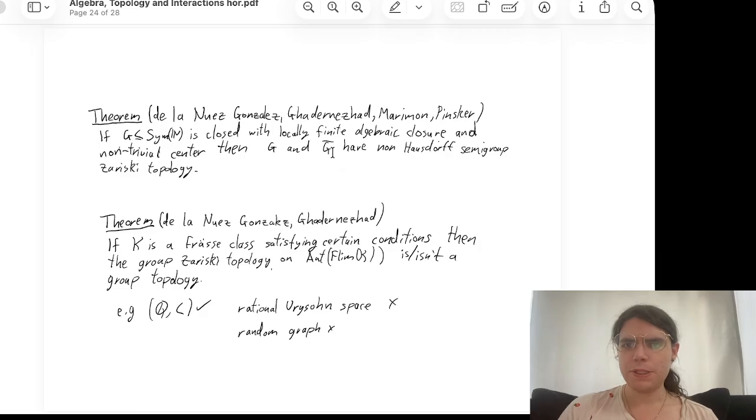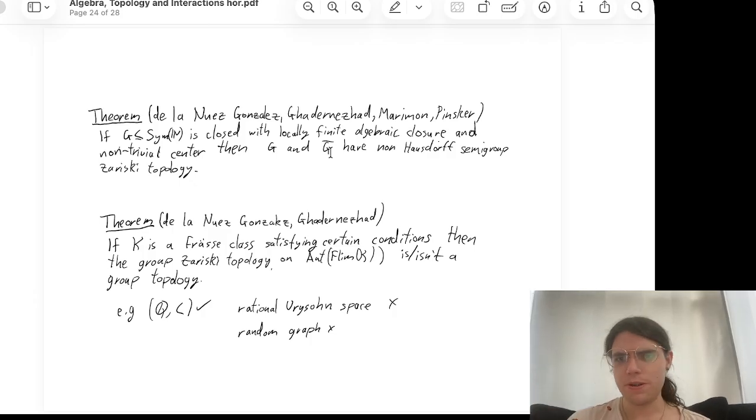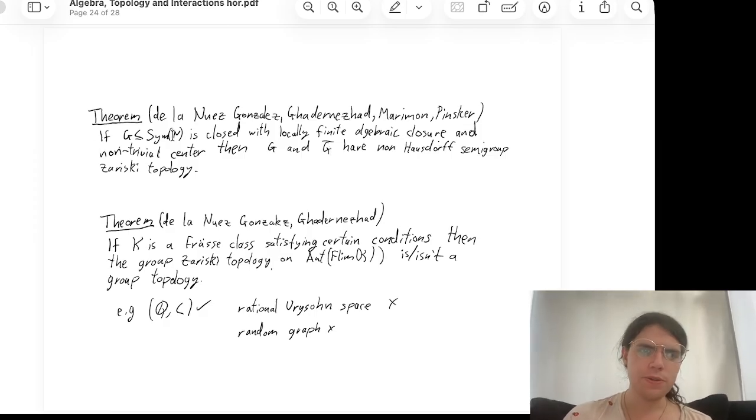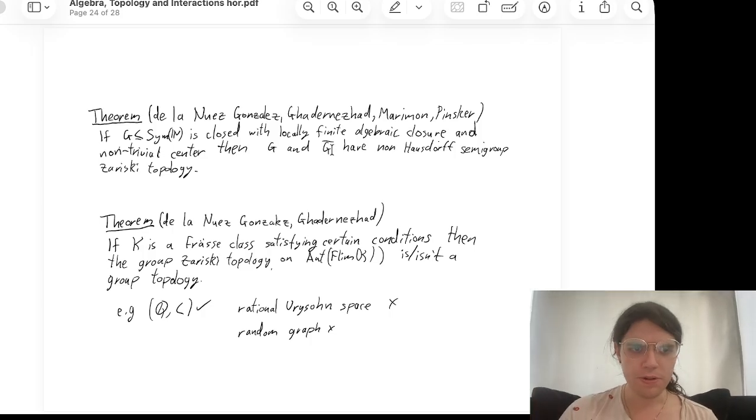Okay. And when you think of the closure of this, the way that you're supposed to think about it, I think, is the elementary embedding monoid of a corresponding structure. So remember, a closed subgroup of the symmetric group is always the automorphism group of a structure, and this corresponds to the elementary embedding monoid of that structure.